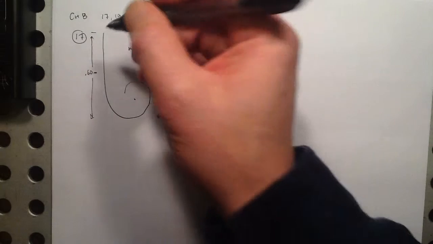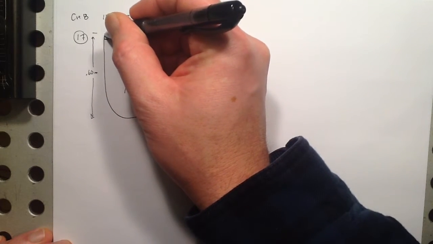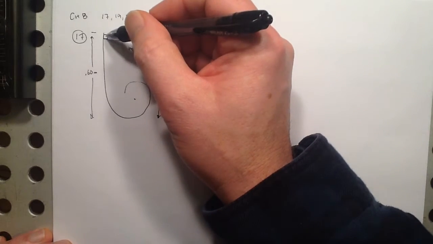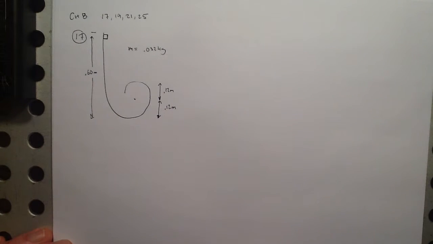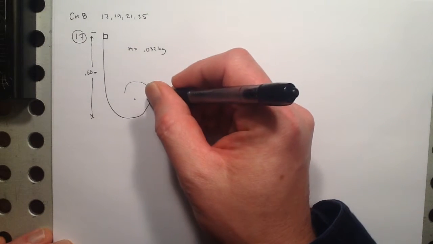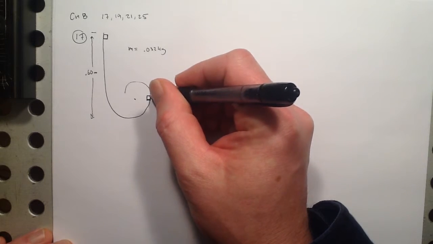So we're releasing a block from up here, a block with this mass here, and it's going to go around this loop, or hopefully go around the loop. We'll see. The first part is, what is the magnitude of the horizontal and vertical component of the net force acting on the block at point Q, which I believe is right here. And the block is right here.